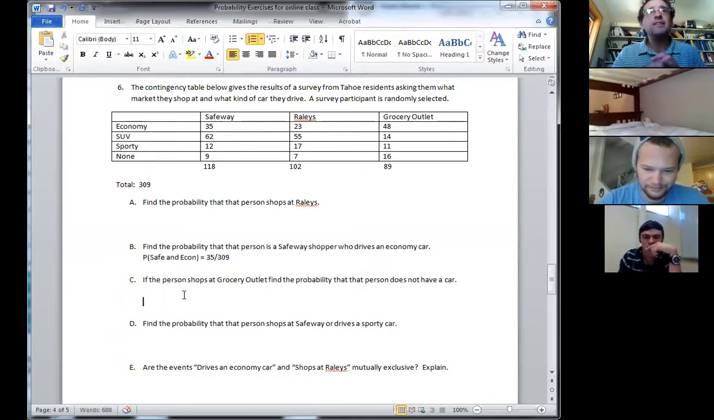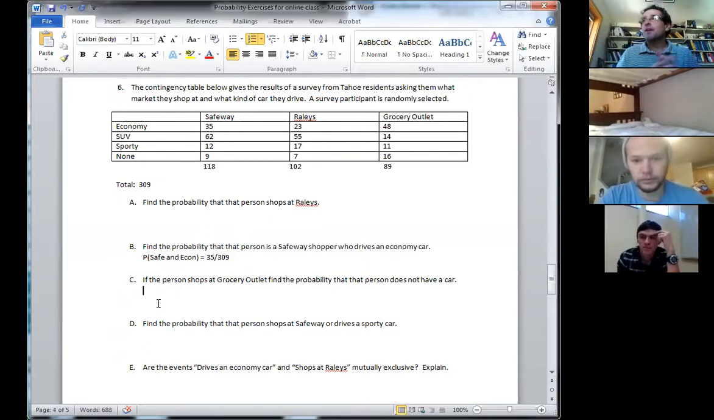These are really easy if you know what to do, but I will be honest with you, I know they're not easy because I grade the tests. And I always give a contingency table at least either on the midterm and the final, sometimes both. It's usually not that pretty, but I usually give a test problem. So people make mistakes. Okay, if the person shops at Grocery Outlet, find the probability the person does not have a car. See if you can figure that out.